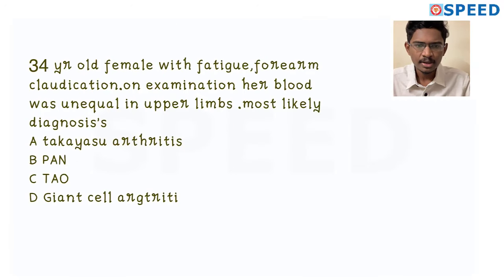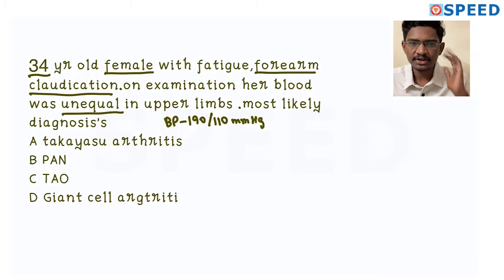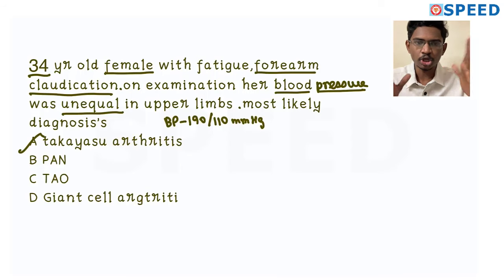Next, a 34-year-old female presented with fatigue, weakness and forearm claudication. On examination, pulses were weak and BP was found to be elevated, 190/110, in the upper limbs alone. What is the diagnosis? PAN, polyarteritis nodosa, Takayasu arteritis, thromboangiitis obliterans, or giant cell arteritis. So obviously, this is nothing but Takayasu arteritis. How to remember all the vasculitis in short, I will tell you.